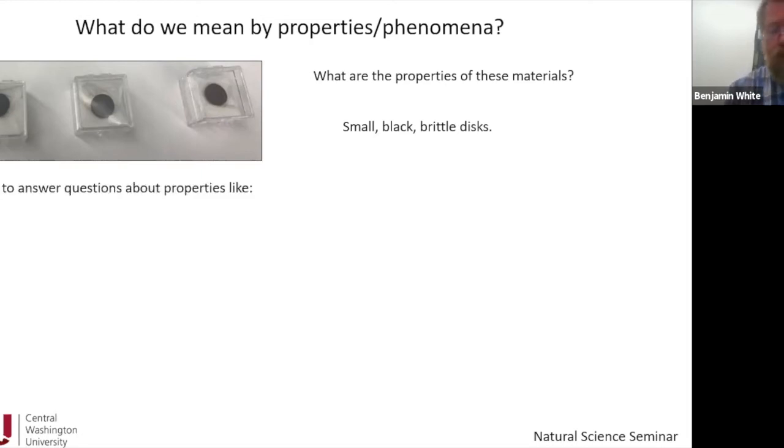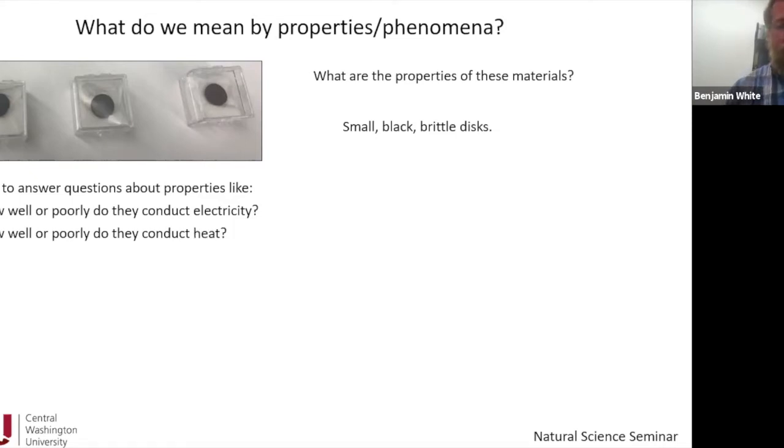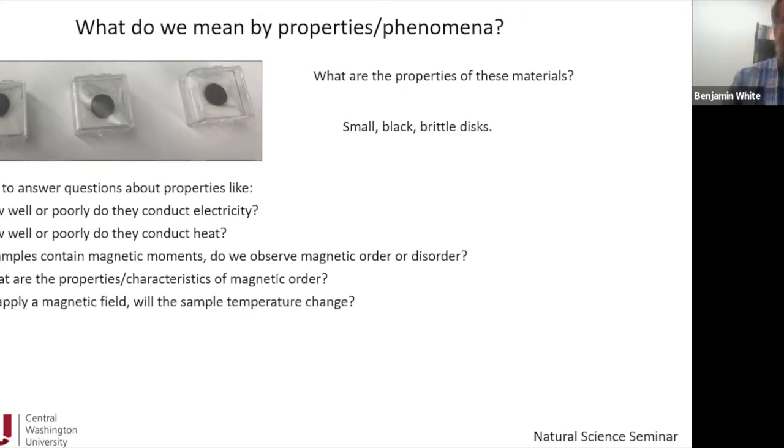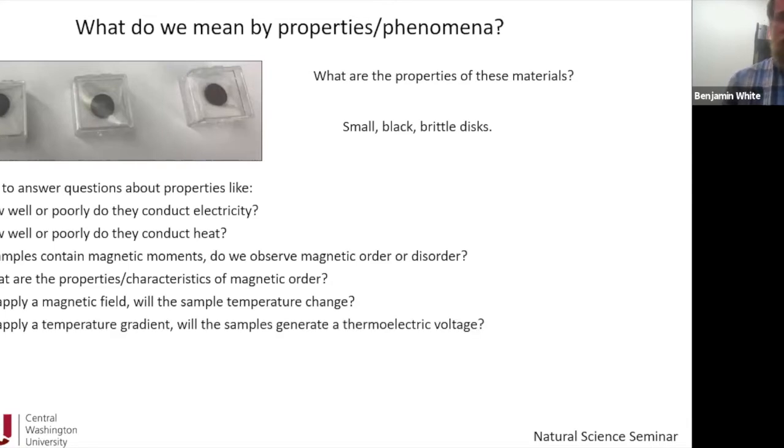questions more like how well or poorly do they conduct electricity, or how well or poorly do they conduct heat? If the samples contain magnetic moments, do we observe magnetic order or disorder? And if we have magnetic order, what are the properties or characteristics of that order? If I apply a magnetic field to them, will the samples change temperature? That can happen. That's something called a magnetocaloric effect. If I apply a temperature gradient, basically heat up one side of the sample and keep the other cold, will they generate a thermoelectric voltage? That's a thermoelectric effect.